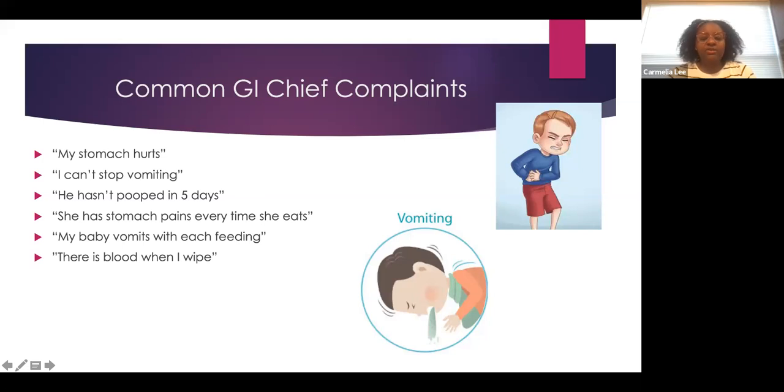And this last one can be various too. There's blood when I wipe. So if you have a female, you have to worry about, is this a sign of menstruation? You want to get into bowel movements. Is this every time? Was it just one time after straining? Was there blood in the toilet? So you want to get into more questions with that kind of complaint. But again, all of these are pretty vague complaints you may get during a sick visit or well visit.